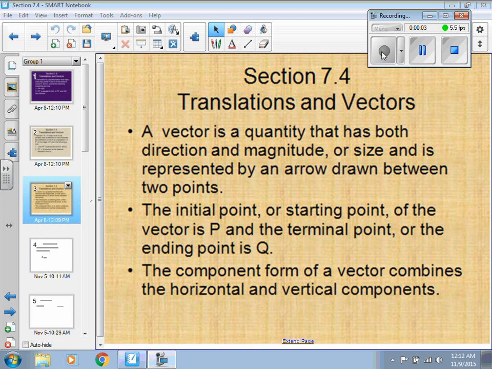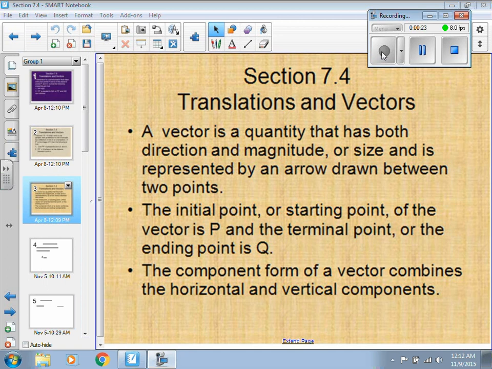A couple of definitions that we do need to take a look at here today are dealing with vectors. Today we're going to take a look at translations and vectors and how vectors work. With translations, a translation is simply going to be a slide of a figure. Vectors are one way that figures can be slid using a translation.